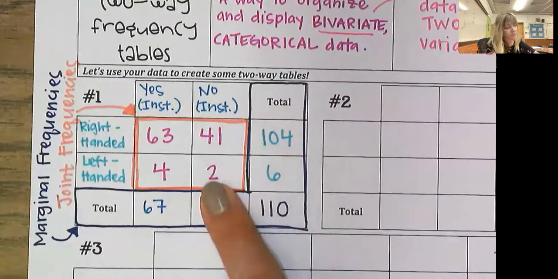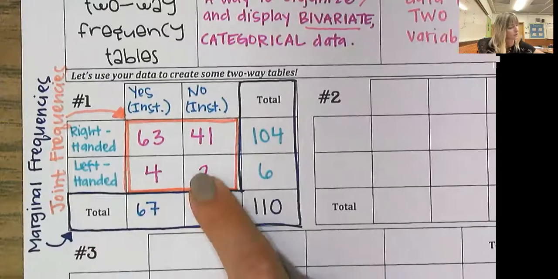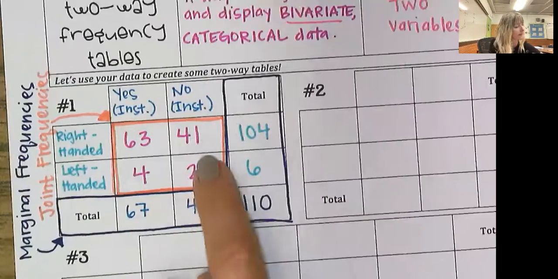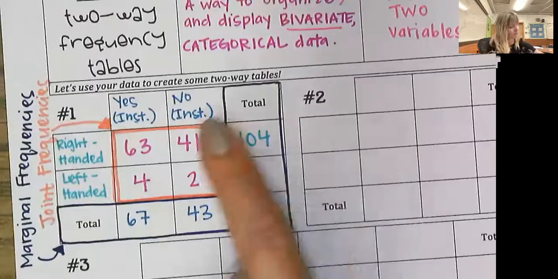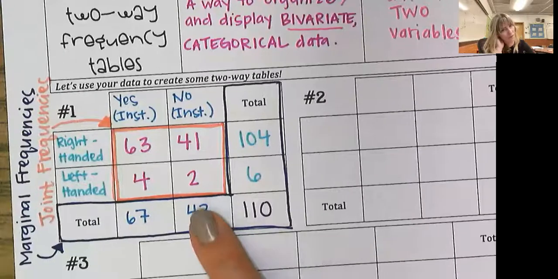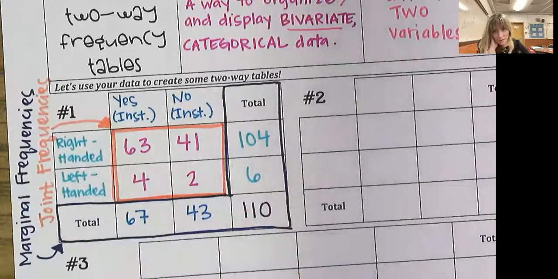This means that there are only 2 people that are left-handed and do not play an instrument, bivariate, both variables there. There are 41 people that are right-handed and don't play an instrument. Marginal frequencies, joint frequencies. Now, sometimes you are given some of the table and you have to find the rest. Like let's say on this one I started by giving you marginal frequencies.